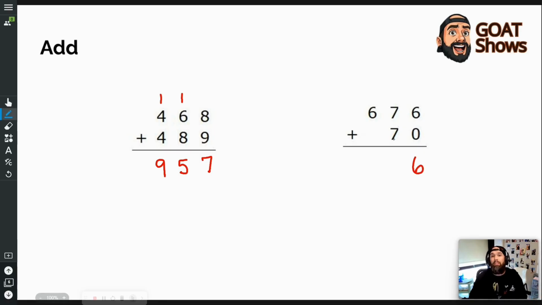7 plus 7 is 14. So you write out the 4, carry the 1. 1 plus 6 is 7. 7 plus nothing is still 7. So we end up with 746. I bumped my mouse, popped down the X, no big deal.